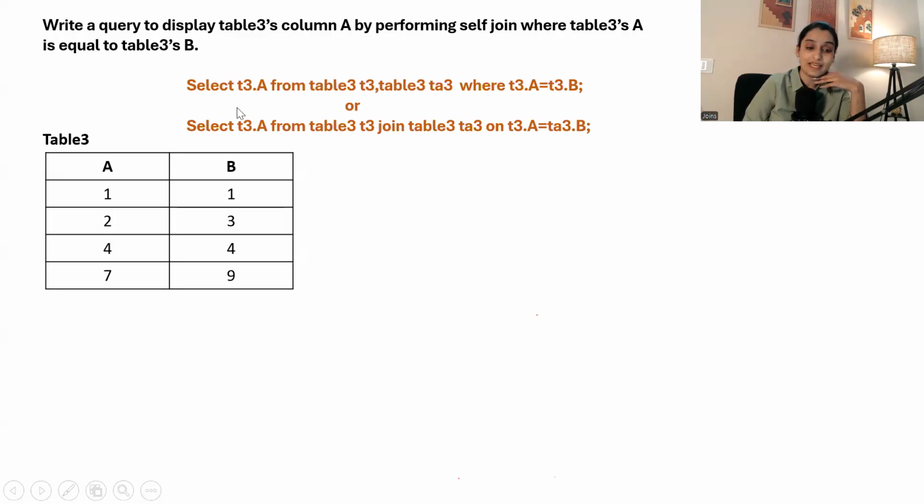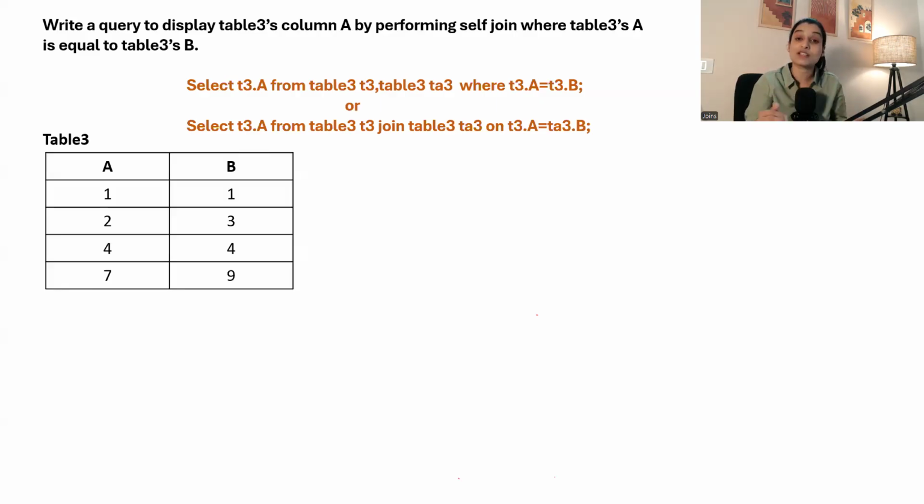Now let's say I have written one query like this. These are the column aliases I have used. Select T3.A, where T3 is the table alias for table 3. You can check over here, table 3 is the name, and the alias I have used is T3. So I have mentioned select T3.A from table 3 T3, and again I have mentioned comma table 3 TA3. So for the same table, I have given two names: one is T3, the next is TA3. One is the original name, the next is a nickname you can consider. So I am combining T3 with TA3, and both are actually the same table.